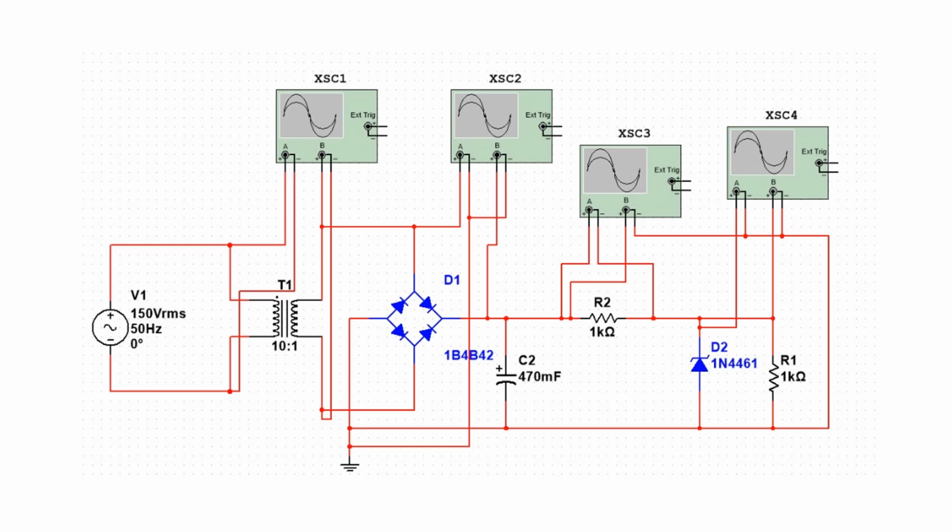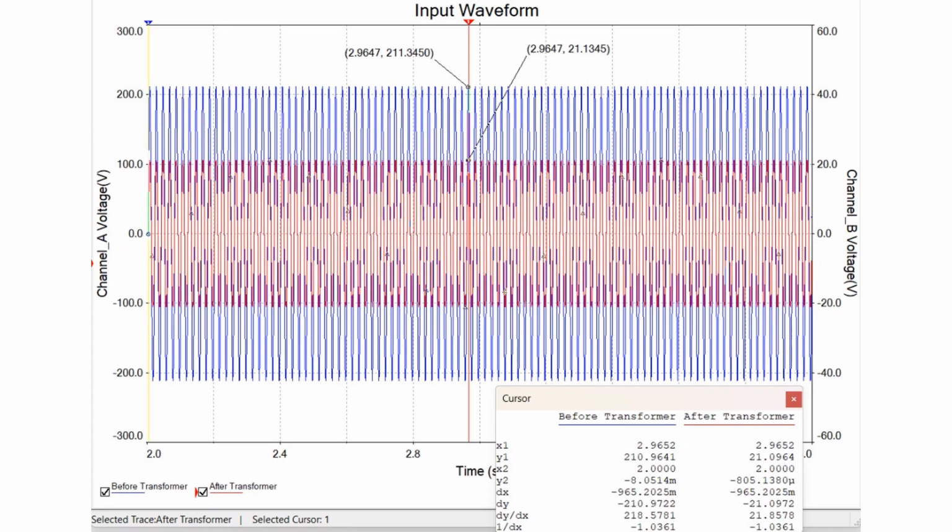After running the simulation for 5 seconds, this is the result of the waveform of the first 2-channel oscilloscope. In this waveform, the blue color waveform is the waveform before the transformer, and the red color waveform is the waveform after the transformer. At the marker point, the peak voltage of the blue color waveform reaches 211.345 volt, and the peak voltage of the red color waveform is 21.1345 volt. This proves that the voltage has been stepped down.